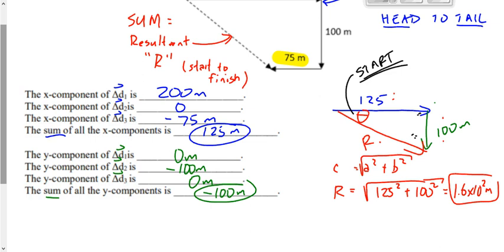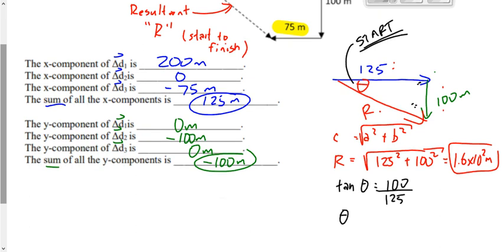Now, I've got clearly labeled on that new right-angled triangle vector diagram 2 sides. Which sides are they? 125 is the adjacent, 100 is the opposite. Which trig function goes with opposite and adjacent? Tan. So let's say tan theta is equal to opposite over adjacent. Now, let's rearrange to solve for theta. It's the inverse tan, or second function tan, of 100 over 125.